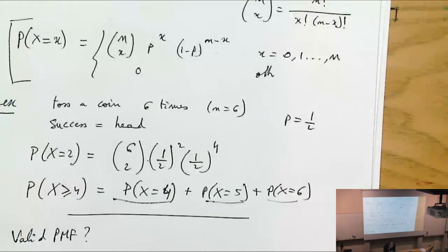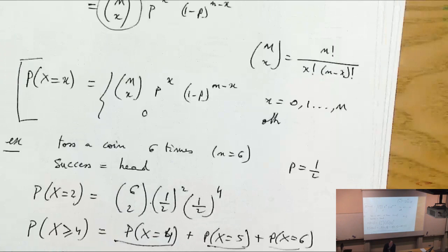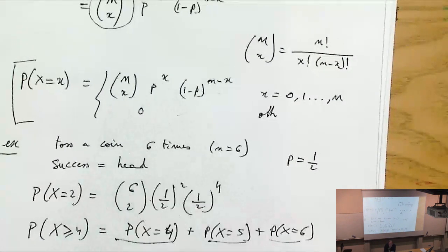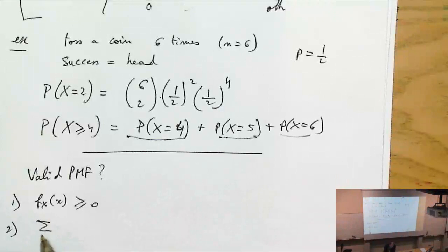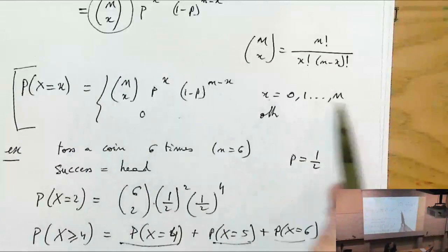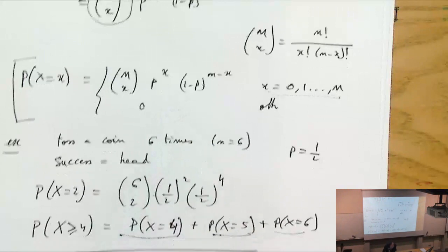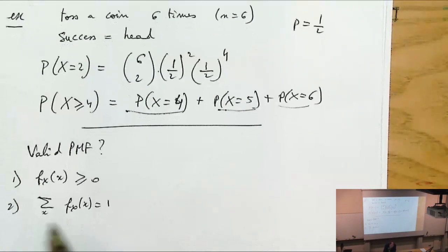Right, so you have two conditions for this. The first one, you need that all those f of x have to be positive, so larger or equal to 0. Obviously, this is the case. The second is that the sum over all x of f of x has to be equal to 1. So if we take this and we sum over all values of x here, we should be able to find 1.